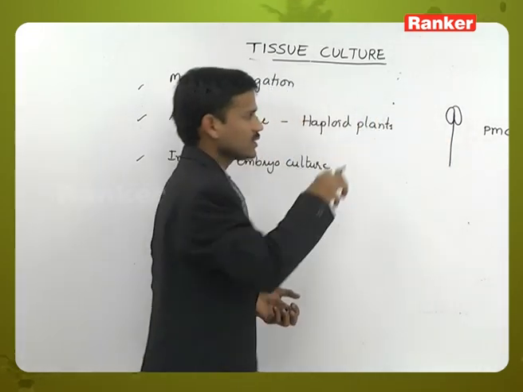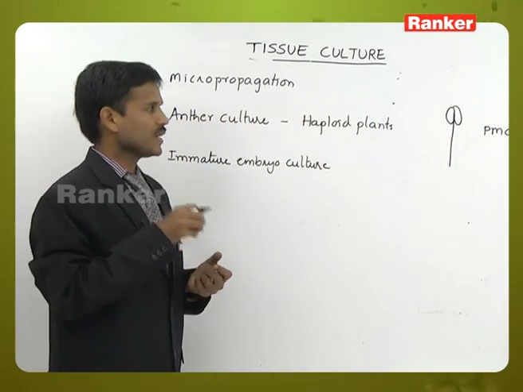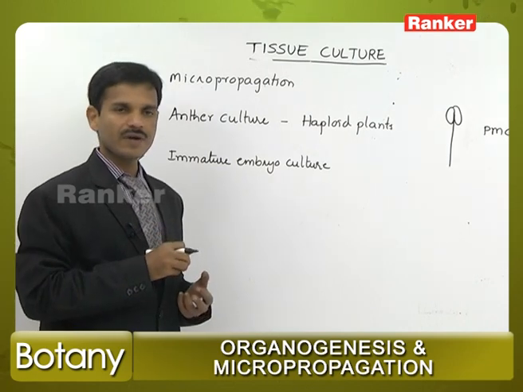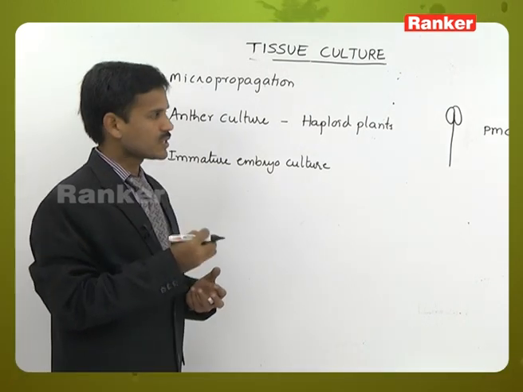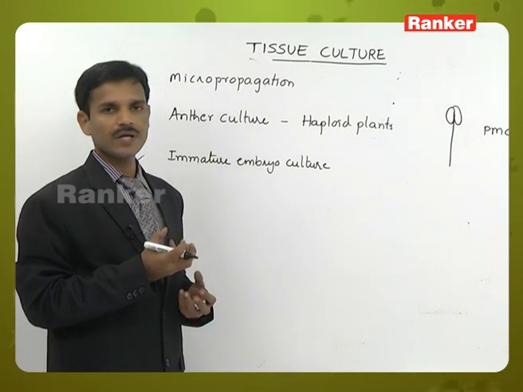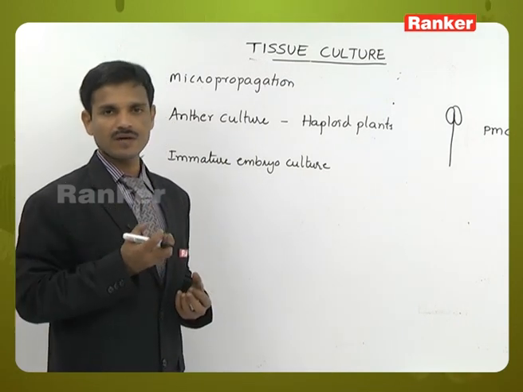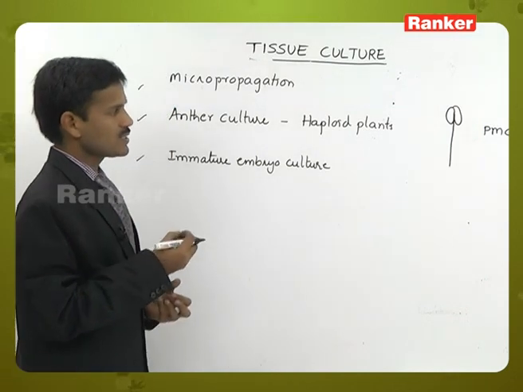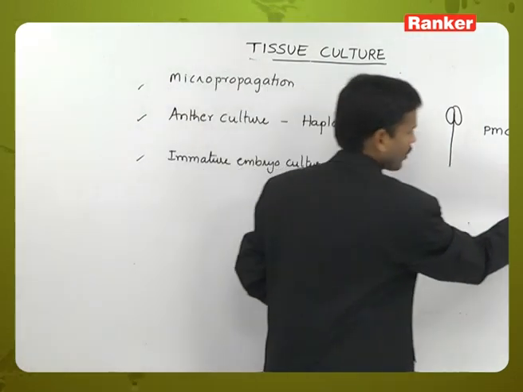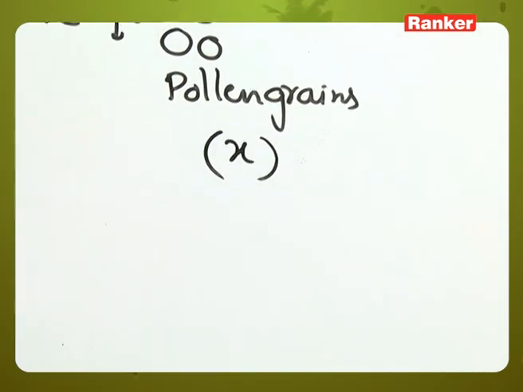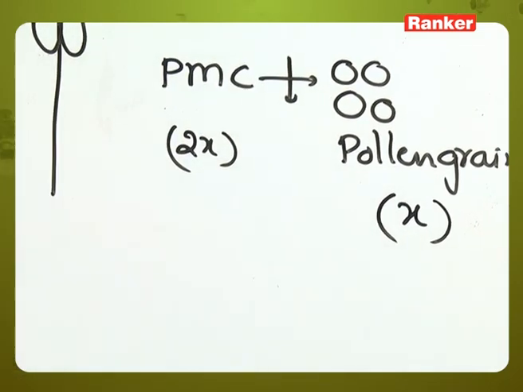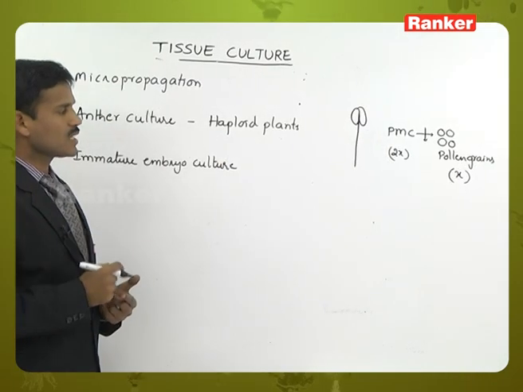When the anther or inner tissue is cultured on the medium, the pollen mother cells divide meiotically and produce the pollen grains. Each and every pollen grain develops into a new plant. Pollen grains are generally haploid. The pollen mother cell is diploid, but when it divides meiotically, haploid pollen grains are produced.